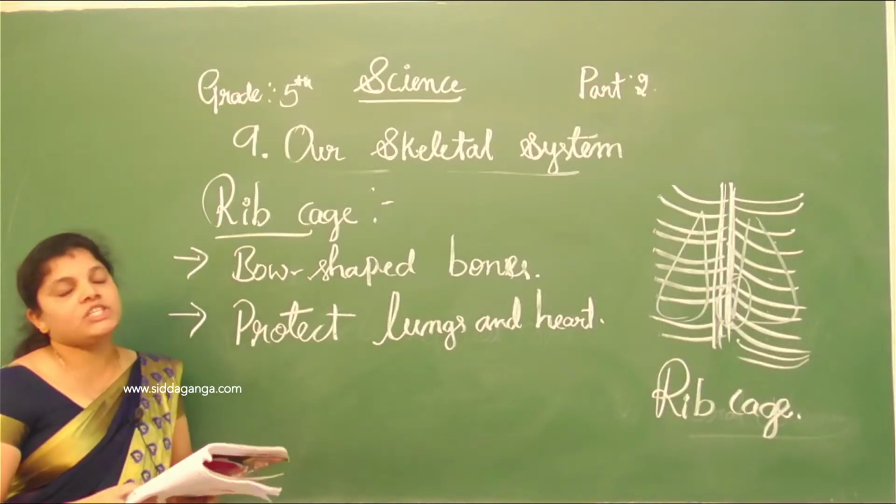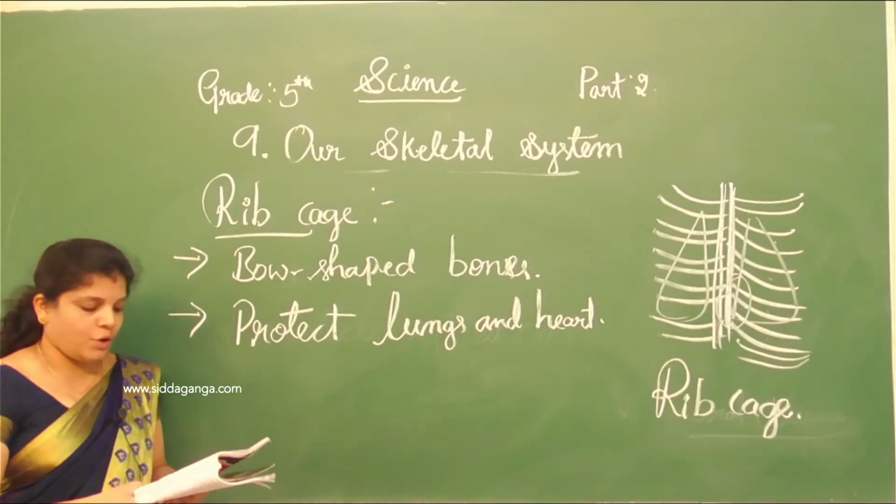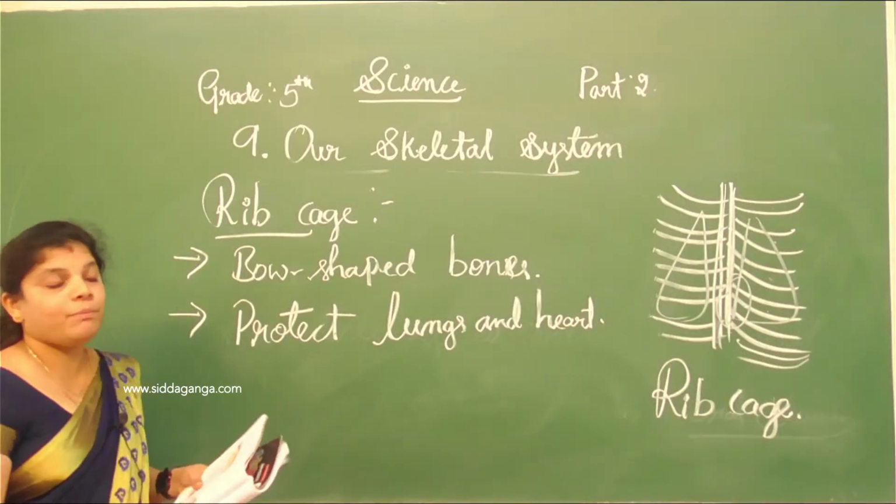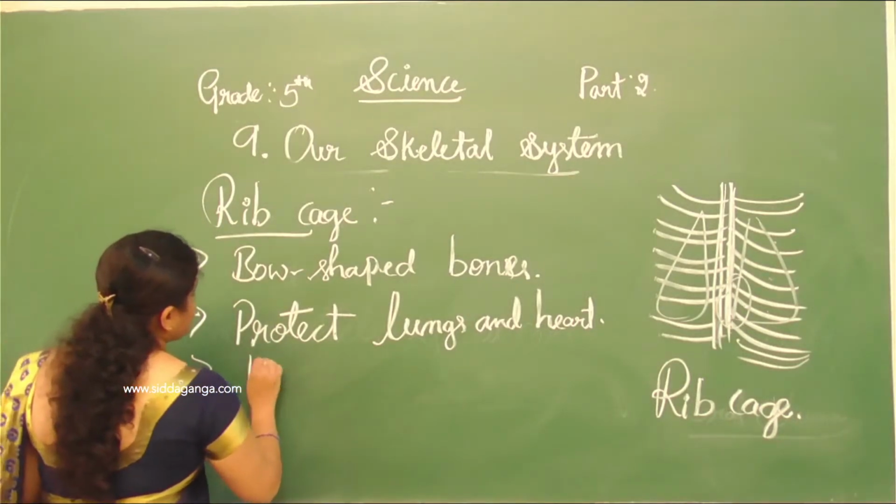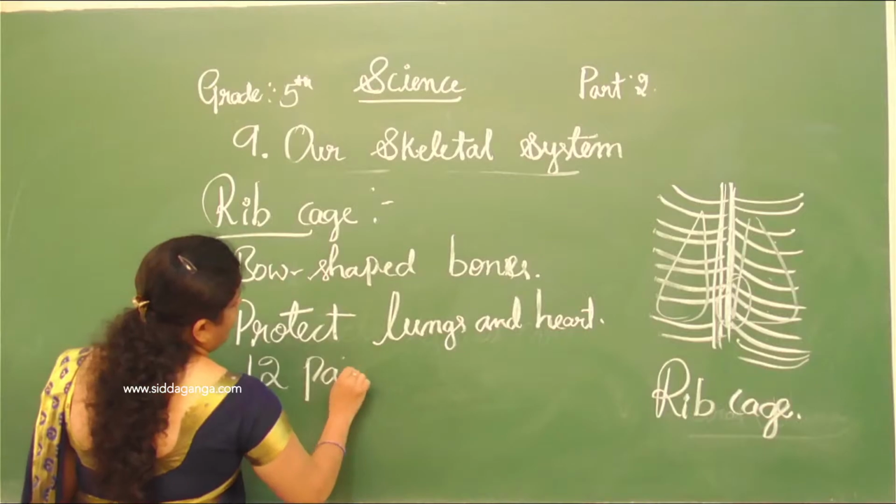In the rib cage there are 12 pairs of ribs in the human body. So ಎಷ್ಟು ribs ಇದೆ? 12 pairs. There are how many pairs?